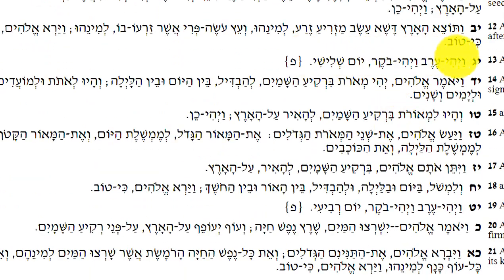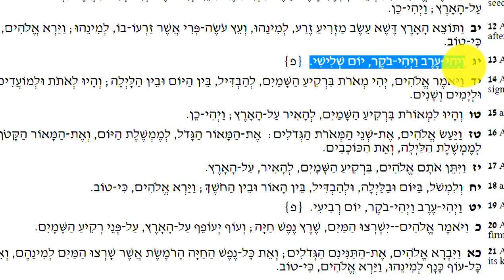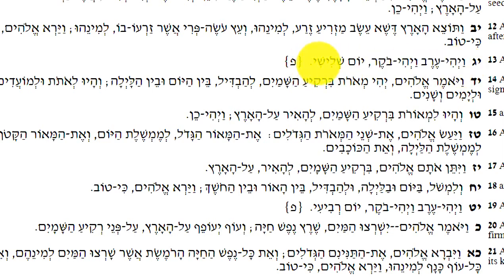Vayhi erev vihi boker yom shlishi. And there was evening, erev vihi boker, morning, yom shlishi. And we've had this phrase twice before, or something very similar. Yom shlishi means the third day. Vayomer Elohim, and God said, yihi ma'orot barakia hashemayim. Ma'orot is the lights, or is light, which we've had before. Rakia is firmament that we've had before. Shemayim is heavens or sky that we've had before. Lahavdil is to separate or divide. Ben hayom, yom is day that we've had before. Uven halayla, layla is night that we've also had before.